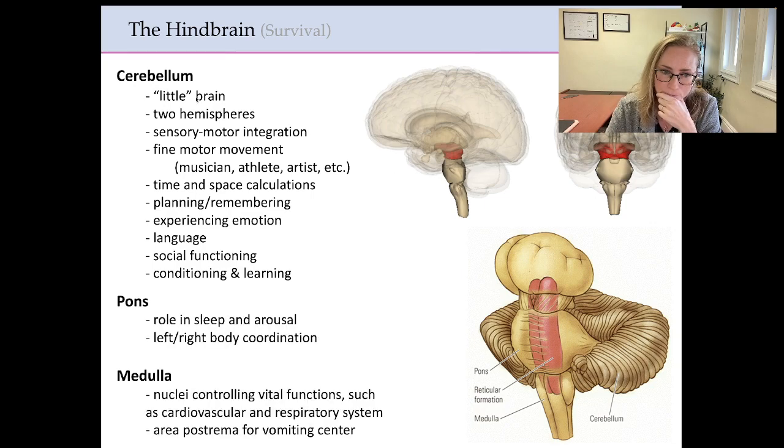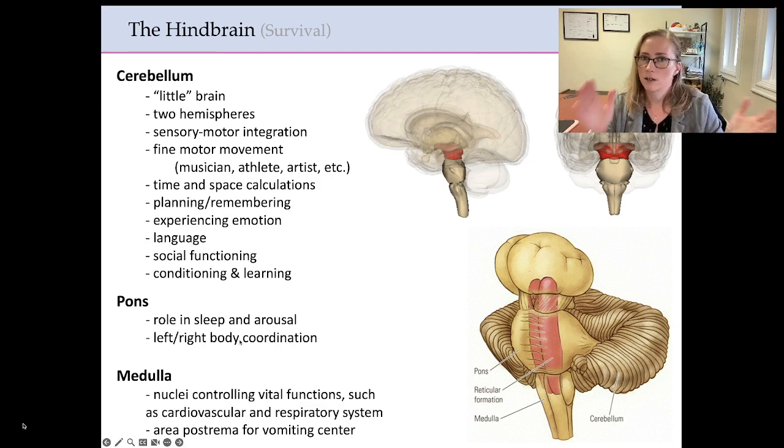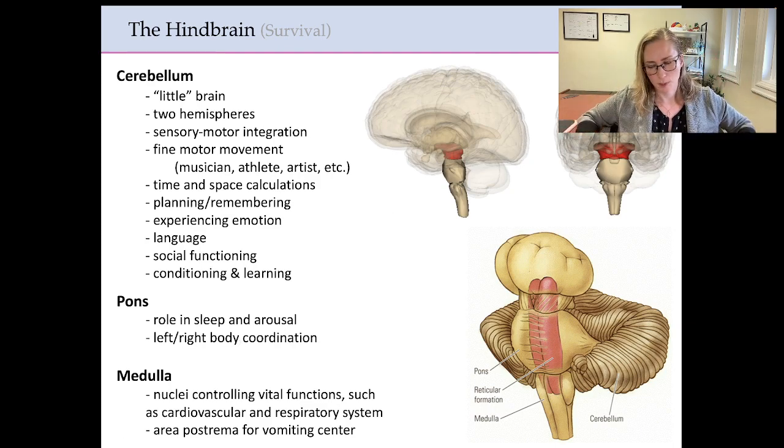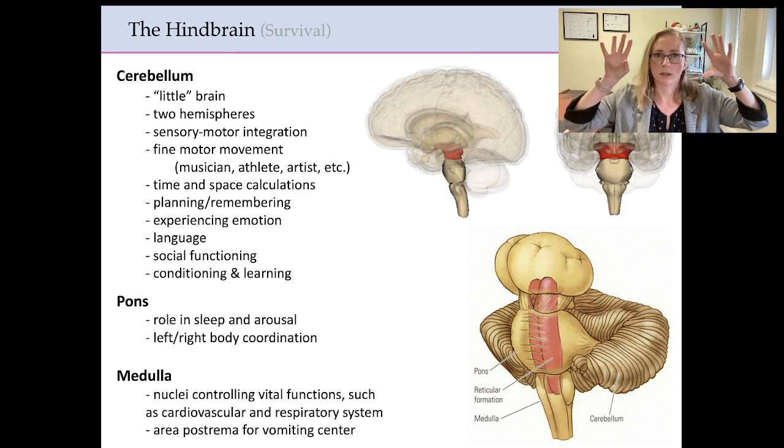Okay. The other two areas, the deeper you go into the brain, the more it's important for basic survival. So pons, its main thing is sleep and arousal, right? So if you're asleep or if you're awake or if you're in a coma, what kind of coma, a vegetative state, half brain dead, whichever one, pons is determining that level of arousal, that level of wakefulness. It also does a lot of left and right body coordination, because information is coming up from the spinal cord, and then it tries to coordinate and figure out which brain areas it's going to go to.